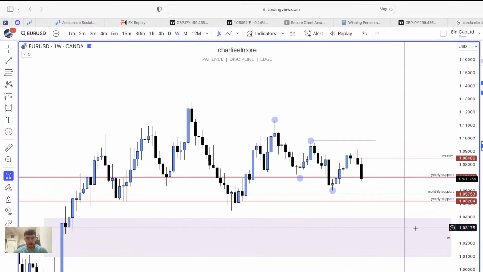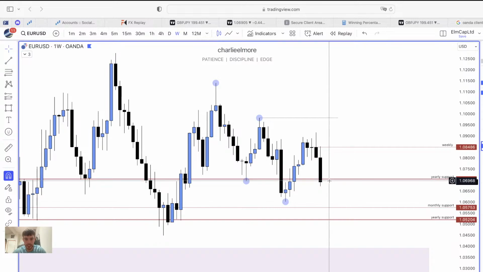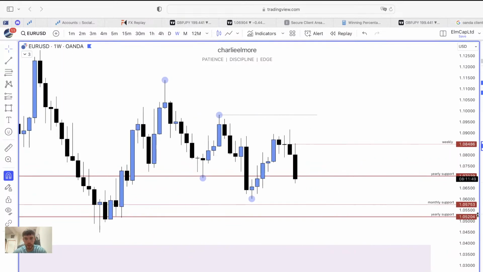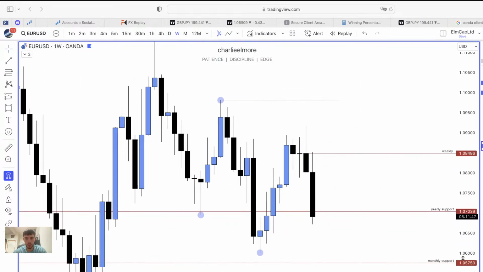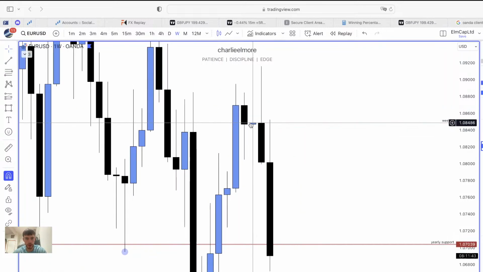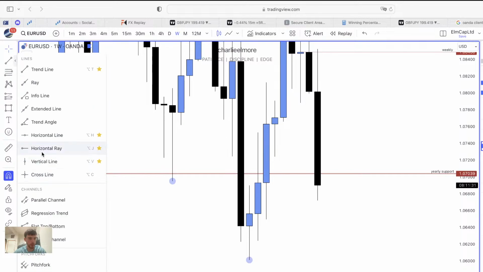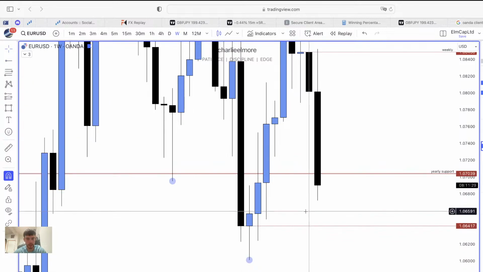Weekly, so you can see we're retesting back into this yearly support. The weekly candles, we had the two bodies right there. So the open and close of the previous 2 weeks. Price came into that beautifully, rejected it, and came back down. One area I'm going to mark on right now is this.